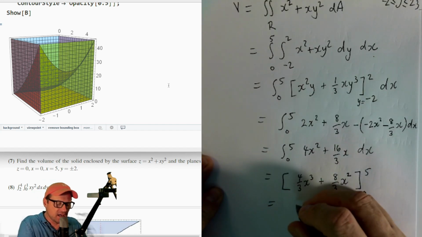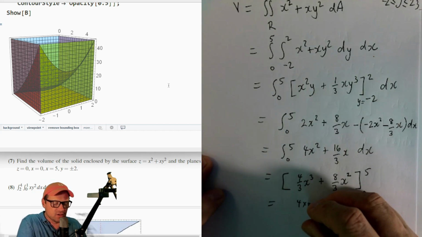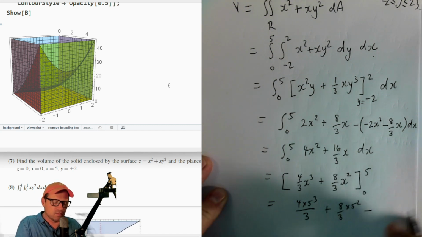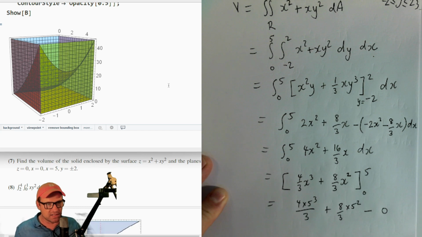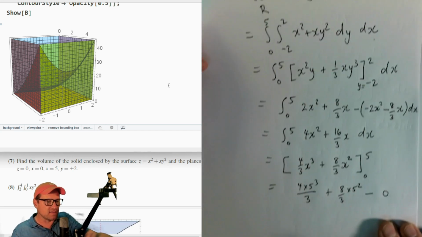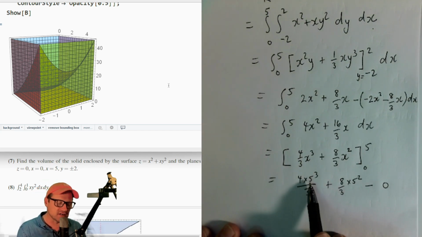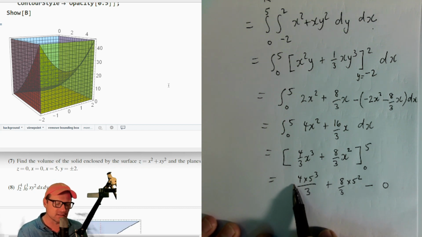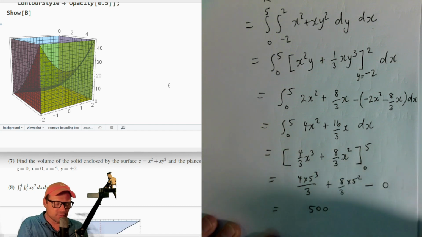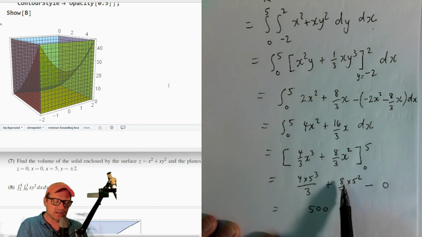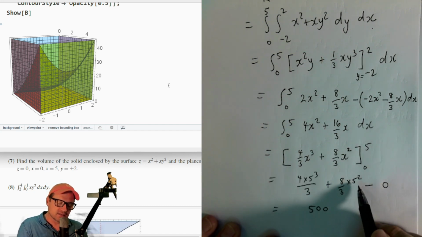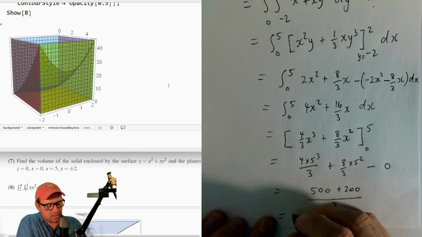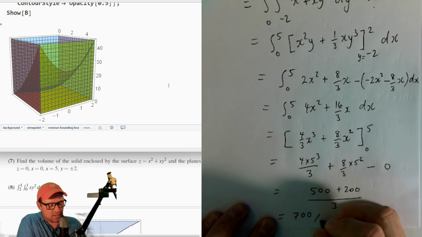Okay, now we sub in the 5. We have 4 times 5 cubed over 3 plus 8/3 times 5 squared. And then when we sub in 0 here, we just have 0, so I'll put minus 0. Okay, so now we need to simplify this. 5 cubed is 25 times 5, which is 125. 125 times 4 is 500. So 500 over 3, but this is also over 3. So 25 times 8 is 50 times 4, which is 200. And so 500 plus 200 is 700. So we have a volume of 700 over 3.